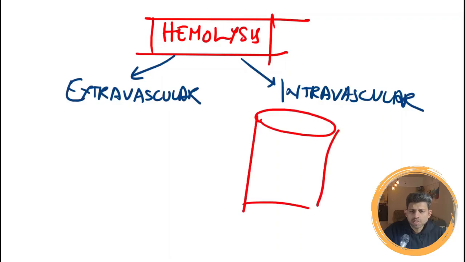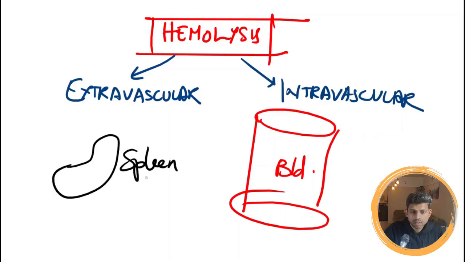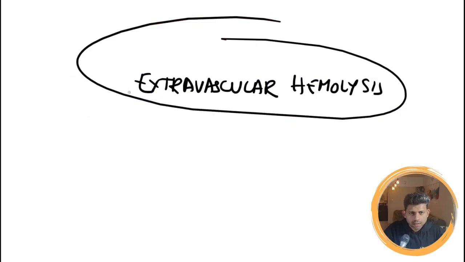Intravascular hemolysis occurs within the blood vessels, while extravascular hemolysis mostly occurs in the spleen or sometimes in the liver, bone marrow, etc. Let's first look at extravascular hemolysis. Extravascular hemolysis mainly occurs in the spleen.